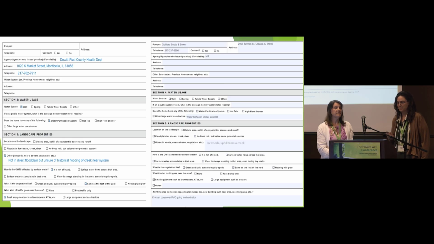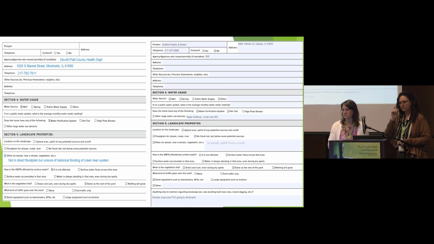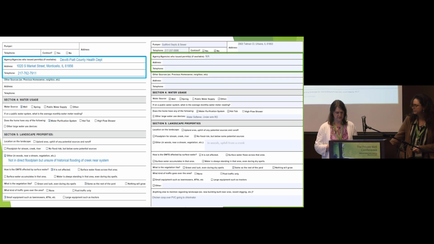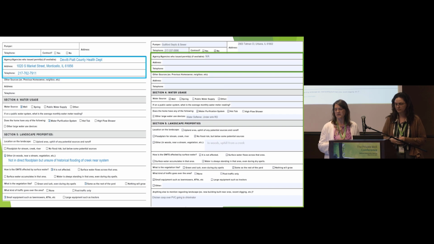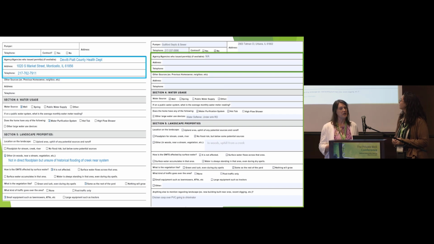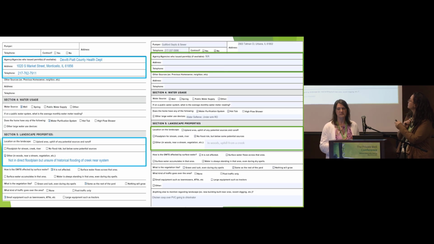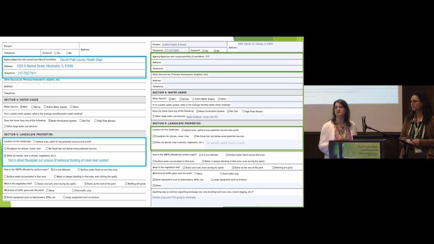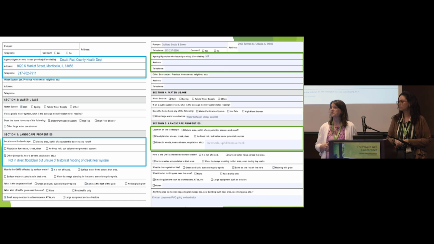And again, going back to Section 3, that's where you could put in your health department information. So I was able to enter that information. And then Sections 4 and 5: Section 4 just goes over water usage, so you can talk a little bit to the homeowner about how they're using the water. And then Section 5 goes over the landscape properties. So again, this was where I entered in that information about the historical flood area.